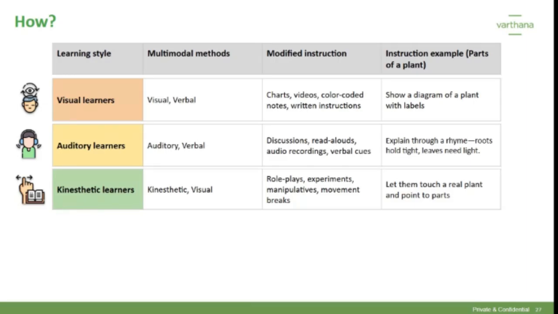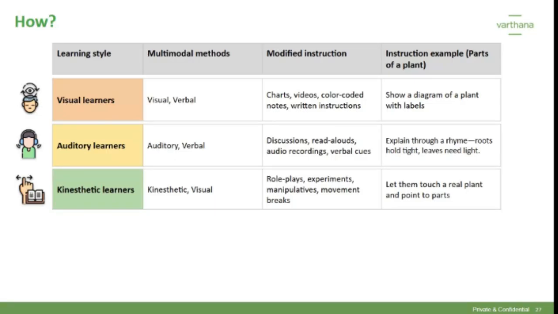So for example, with parts of a plant, for kinesthetic learners, you can bring a real plant into the classroom and make them learn. So now again, teachers, you must be thinking, how will I only bring one plant for only kinesthetic learners and not give that plant to other students?